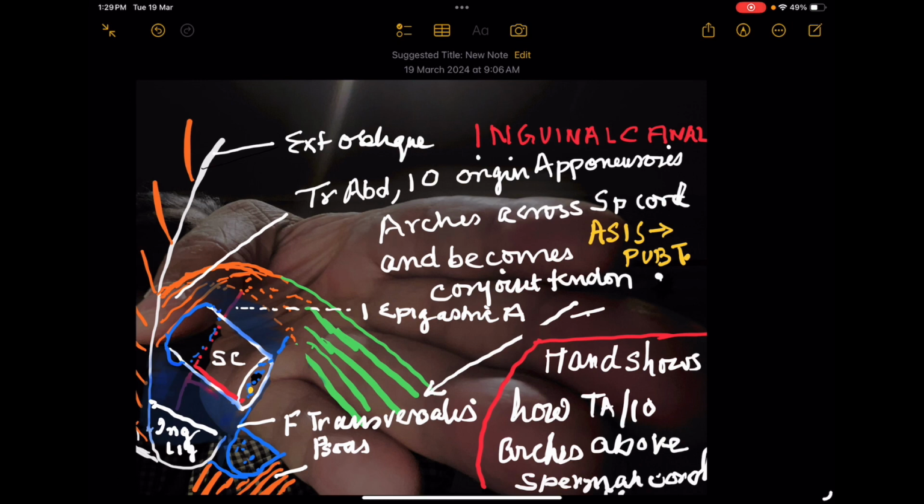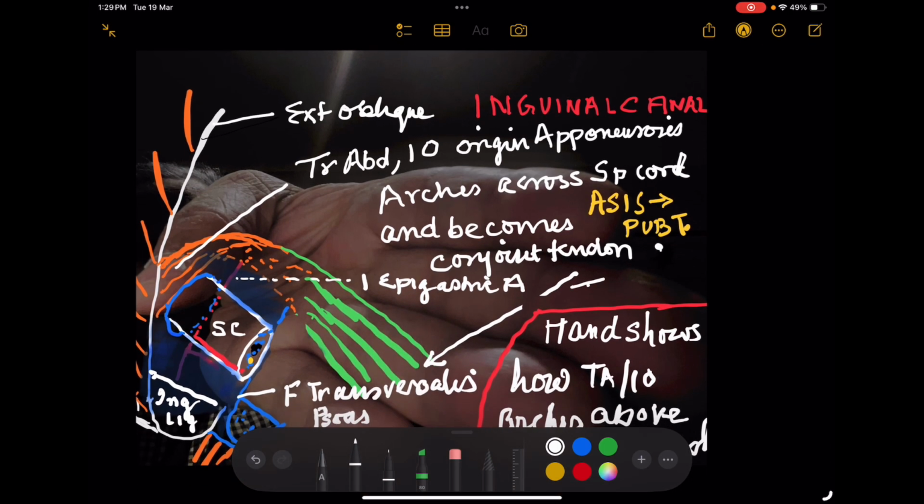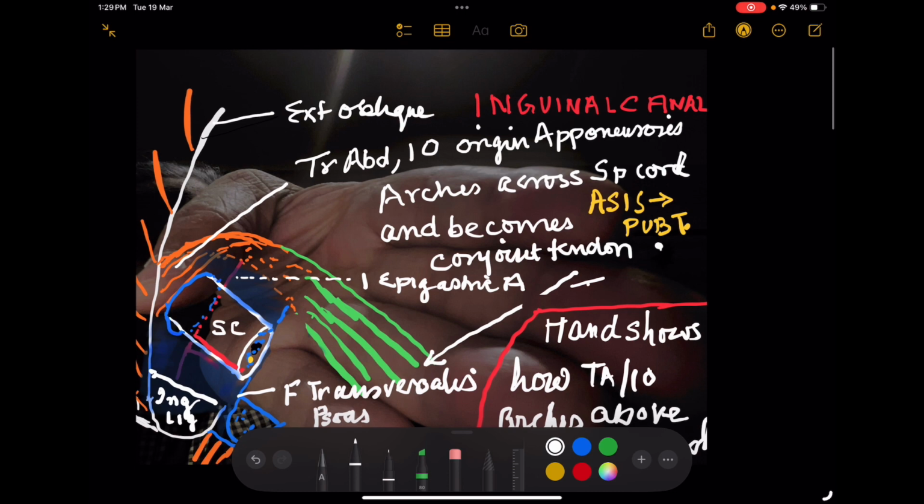Now, that inguinal canal is anteriorly bounded by the external oblique muscle. The external oblique muscle winds round itself, converting into an inguinal ligament.